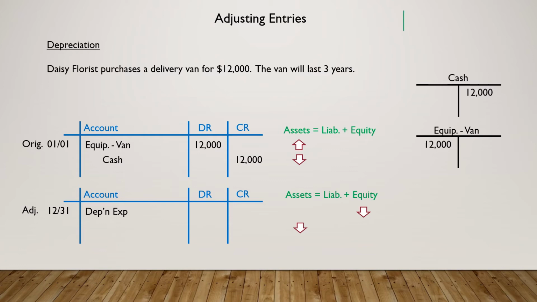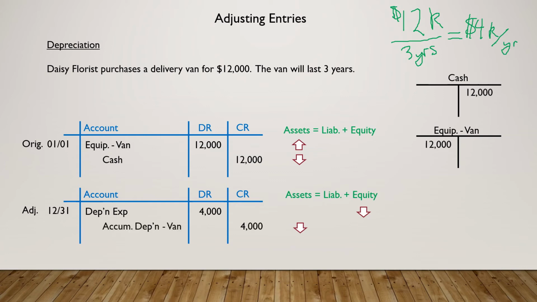The van cost $12,000 and it'll only last for 3 years. That means Daisy Florist consumes it at a rate of $4,000 every year. Next, credit our asset, but we don't credit the van. We credit our contra asset account of accumulated depreciation.